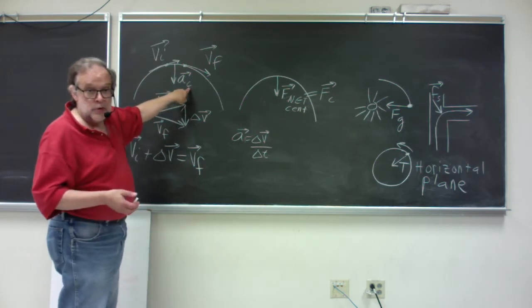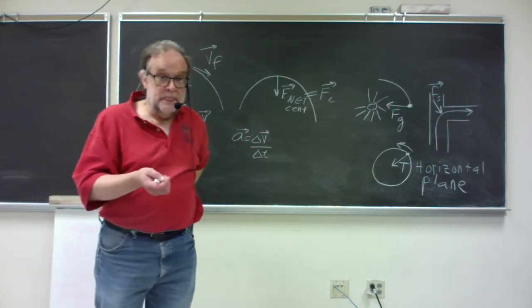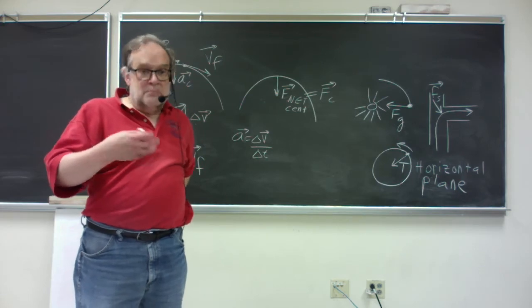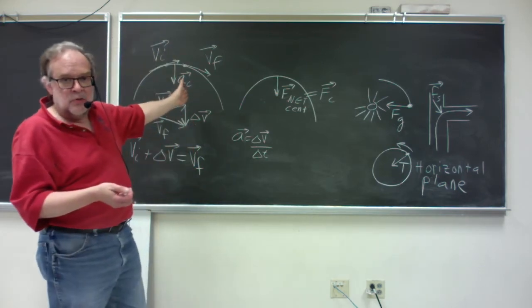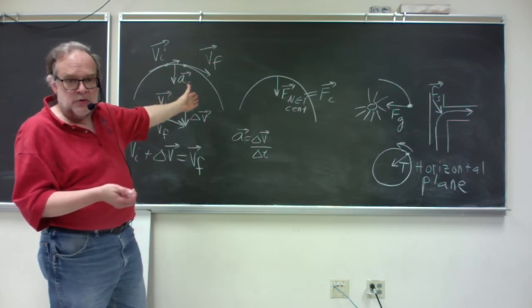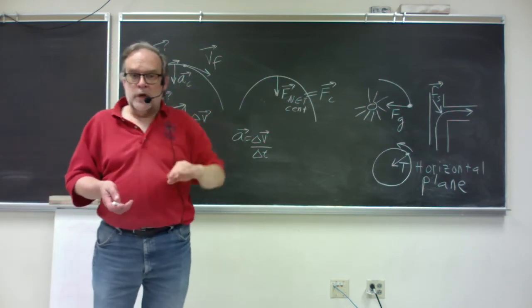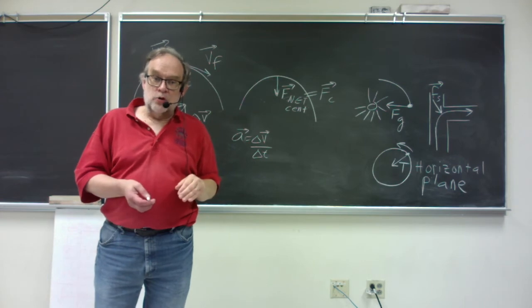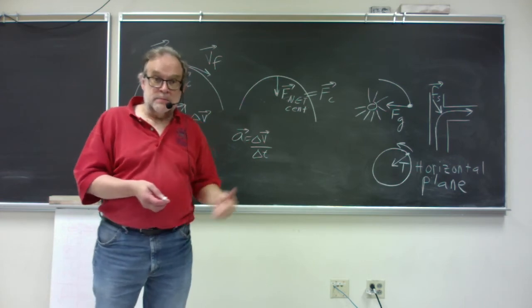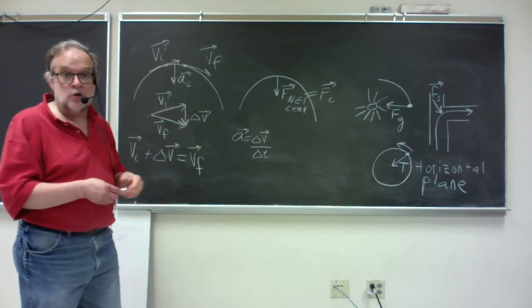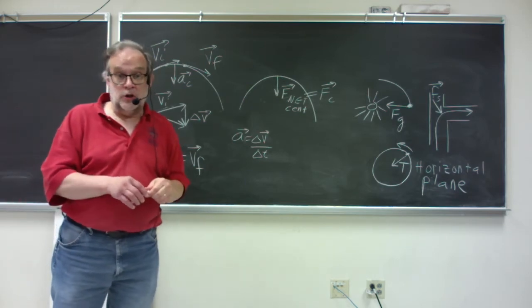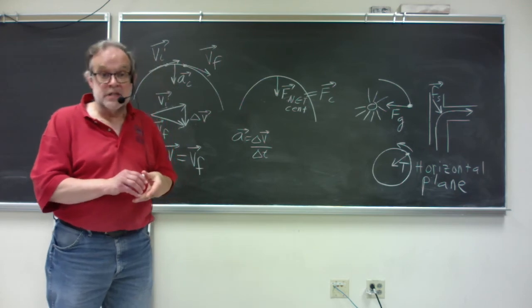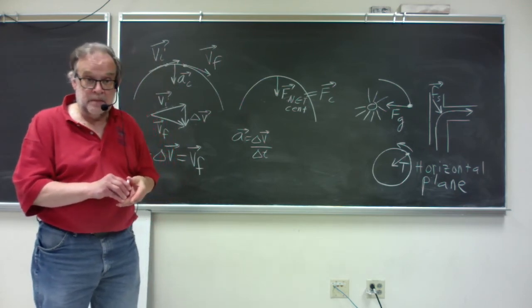And I use a subscript c here, which means centripetal. Centripetal meaning pointing towards the center, because this is the acceleration that always points toward the center of the circle. Whenever something is moving in a circular path, there will always be this kind of acceleration that points toward the center of the circle.